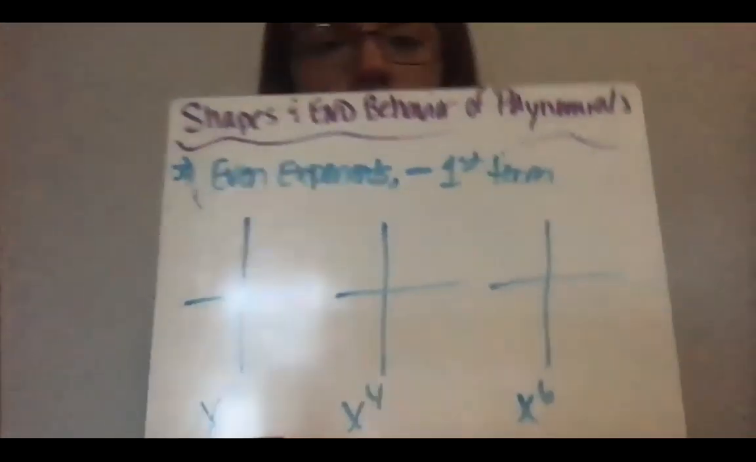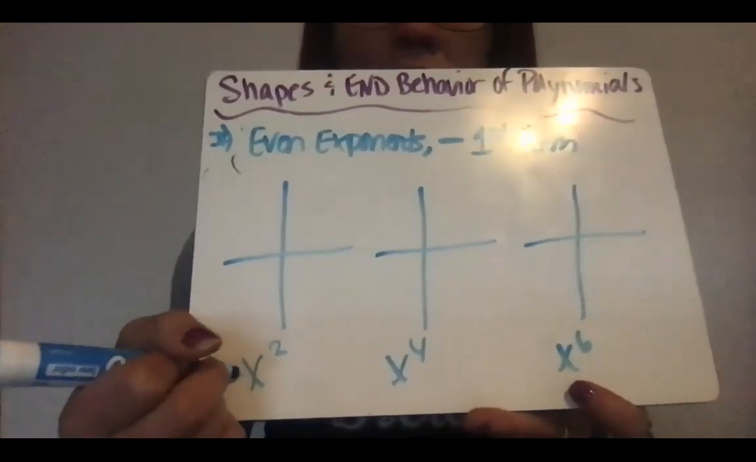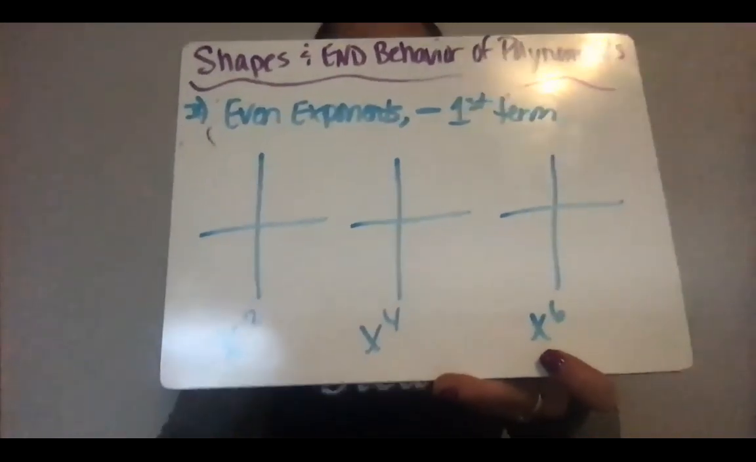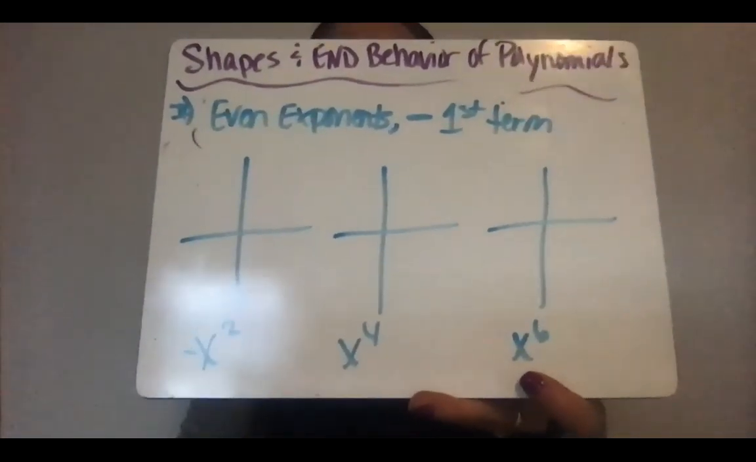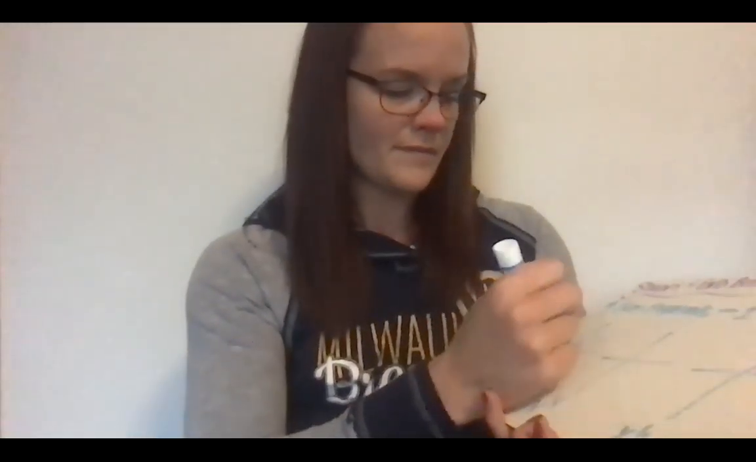Okay, now I know that you know this. So if I put a negative in front of this x squared, do you remember what happens to our parabola? If you have a negative in front, it's going to turn down, right? It's going to flip over. So we're going to go ahead and do that. Let me draw that in purple for you.